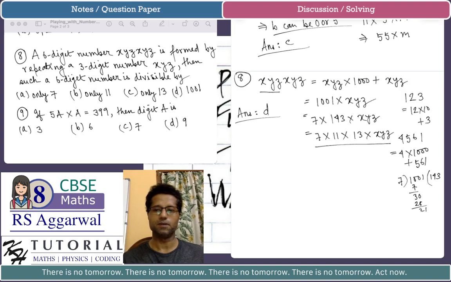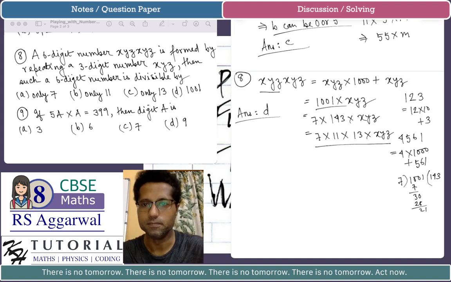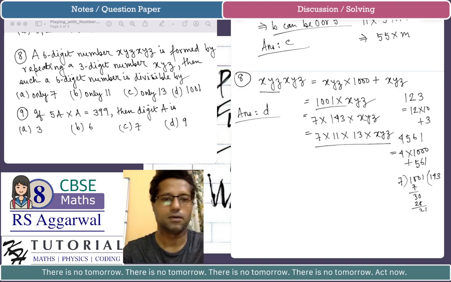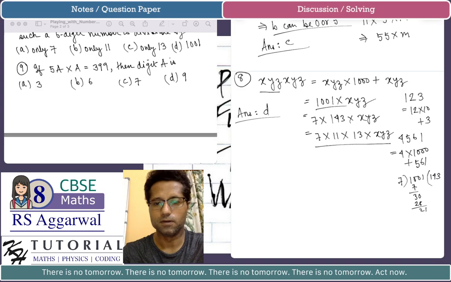is a correct statement because we can see that the given 6-digit number xyz is equal to 1001 multiplied by xyz. So it has to be divisible by 1001. So the correct choice is D. Okay, let's solve problem number 9.